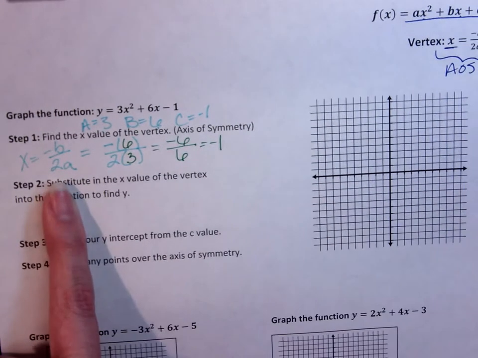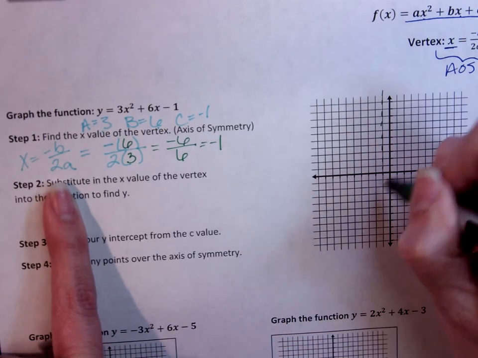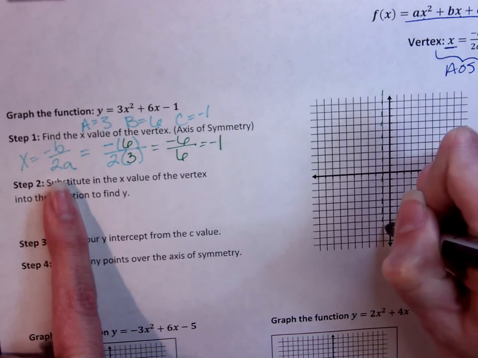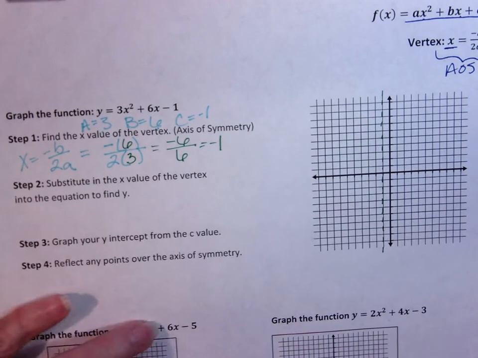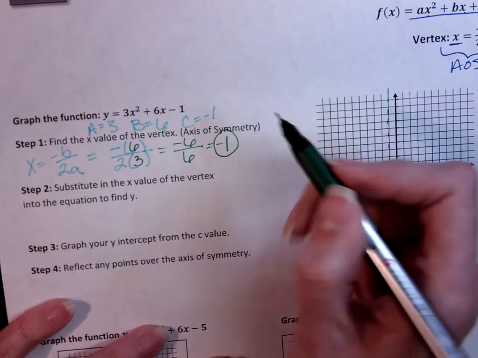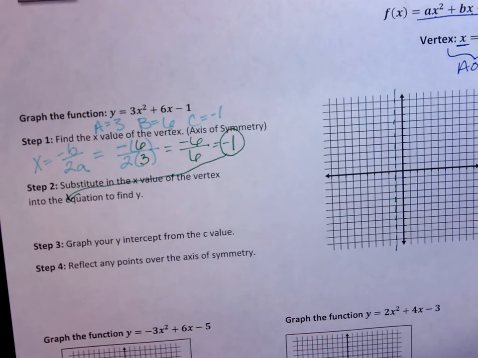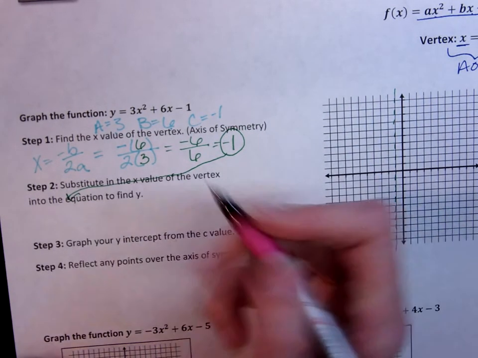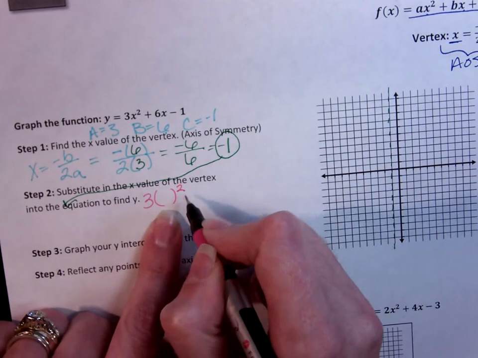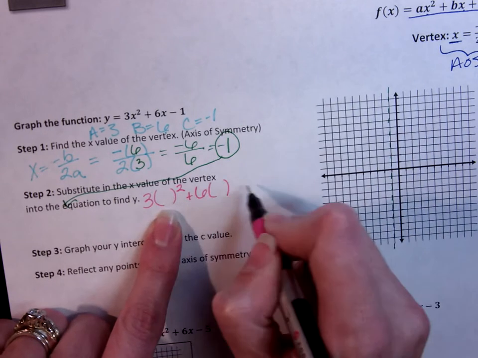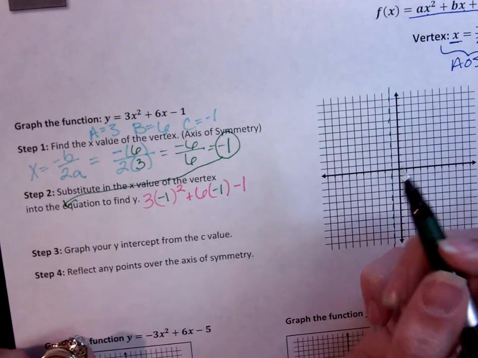So I can immediately go over to my grid and sketch in my axis of symmetry, where x equals negative 1. Okay, so I have my x value. We're going to plug that straight into the equation to find the y value of the vertex. So I'm going to use 3, and we're going to put the negative 1 in for x squared, plus 6 times the negative 1, minus 1.